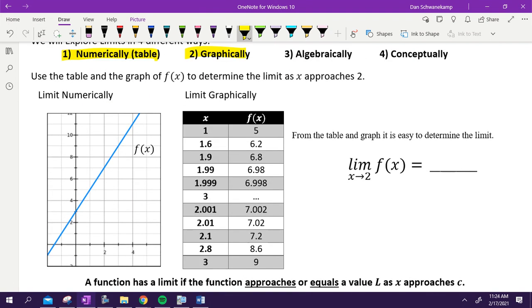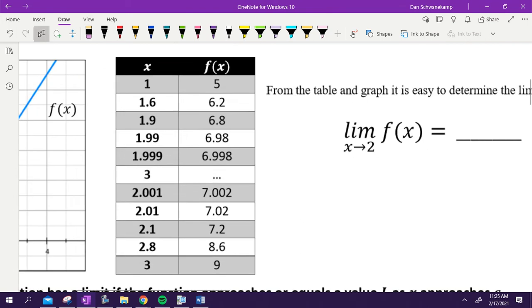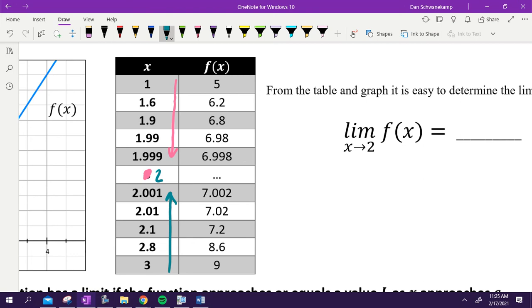Okay, use the table and the graph of f of x to determine the limit as x approaches 2. That's very similar to what we just did. The easiest way to see it is looking at that table. I got some numbers here. We got 1, 1.6, 1.9, 1.999. Man, imagine that number said 2. And then on this side, we're going up this direction. We got 3, 2.8, 2.1, 2.01, 2.001, and we're getting closer and closer to 2. Based off of that table, what number do you think is written right there that is missing? What number do you think is going to go there? 7. We confident in that? Yeah. I agree. I think that missing number is 7.